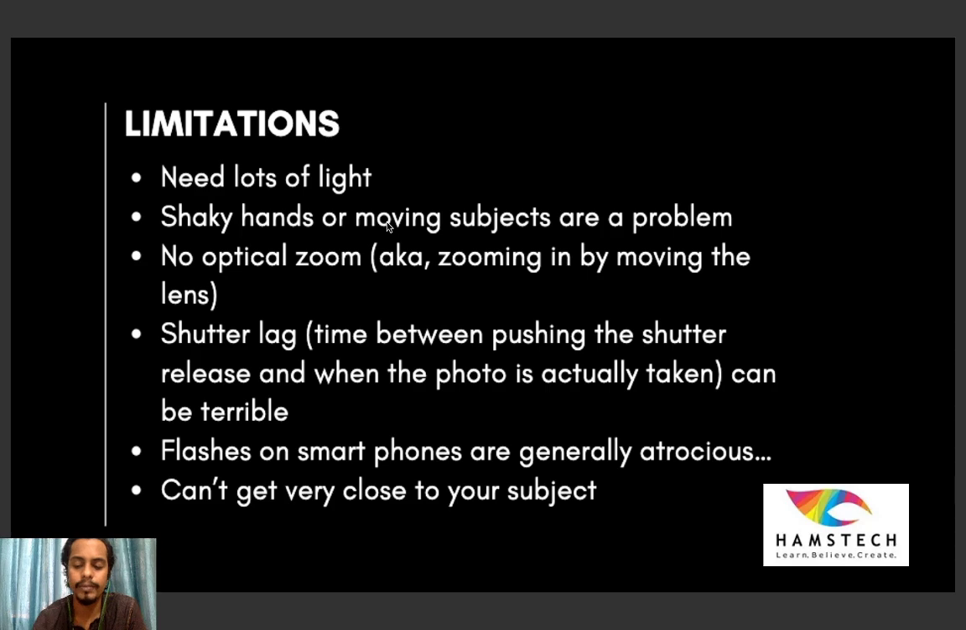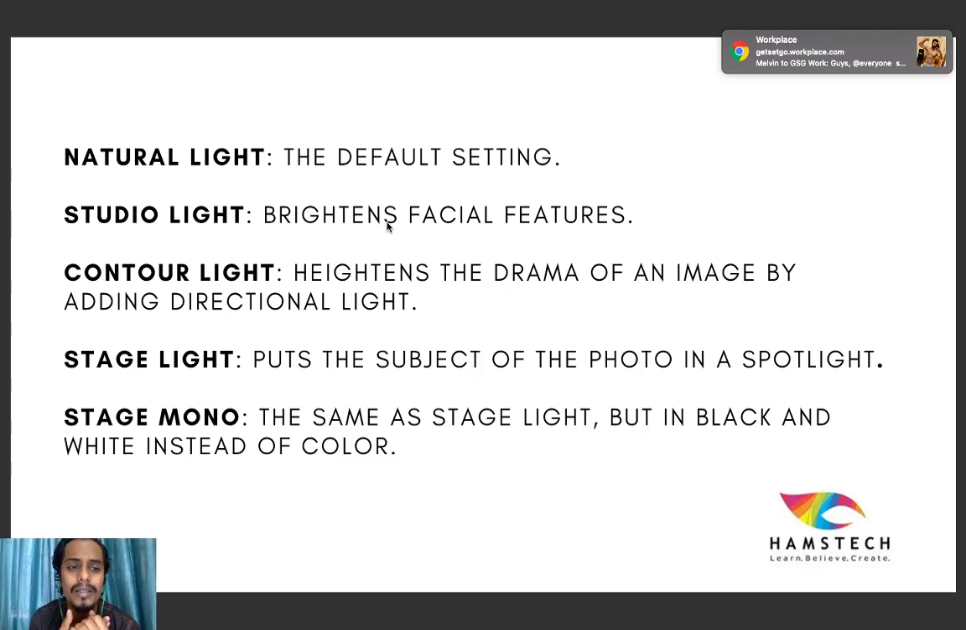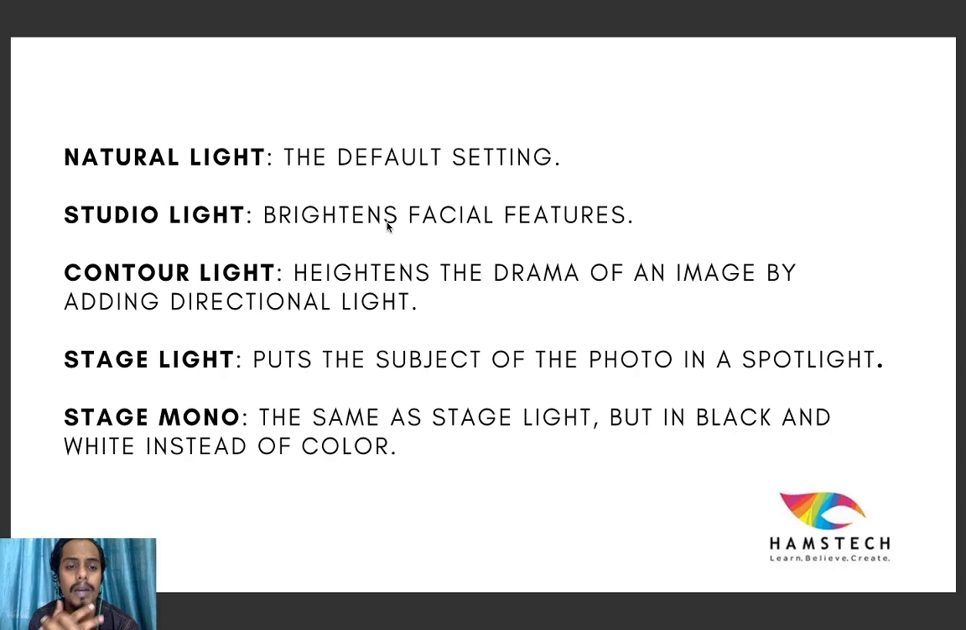Now we will look into the different kinds of camera modes that we have in our current phones, in iOS and Android as well. Let's talk about the iPhone first. All the iPhones nowadays come with 4 to 5 settings. The first is natural light, which is the default setting. Then comes the studio light.